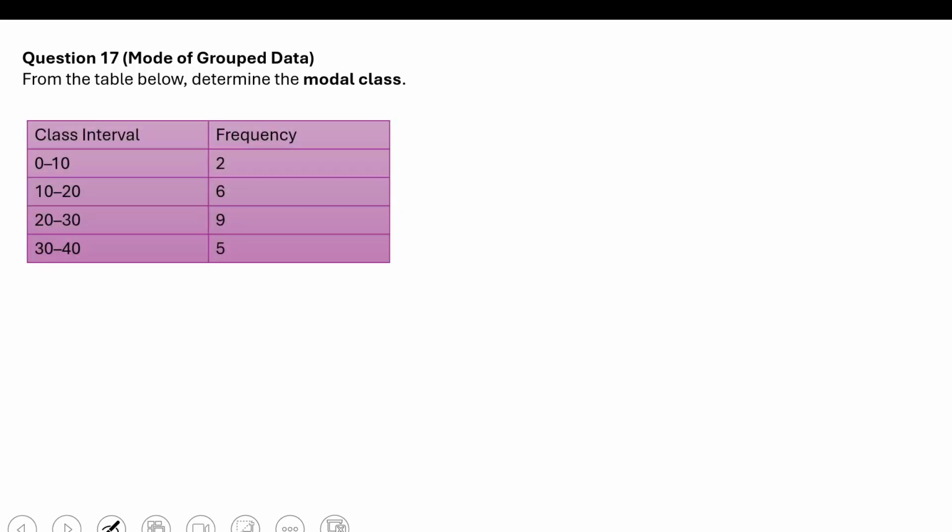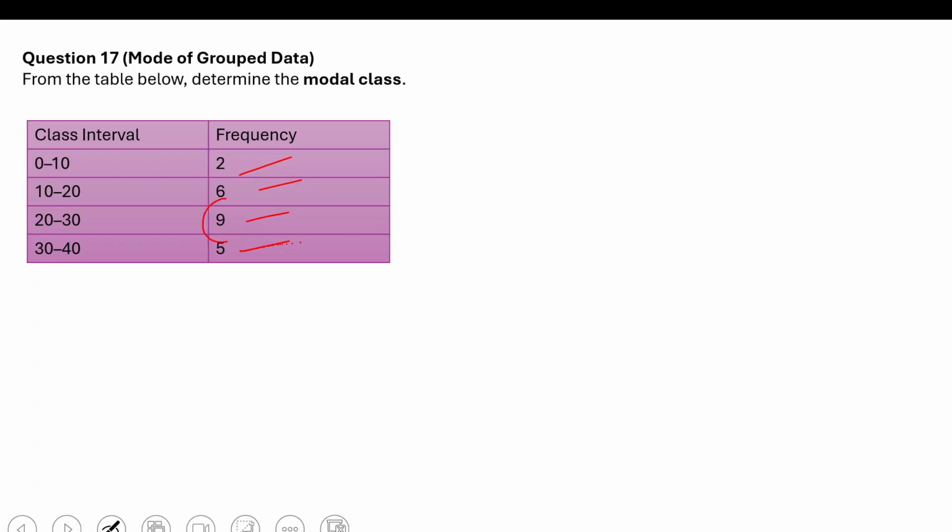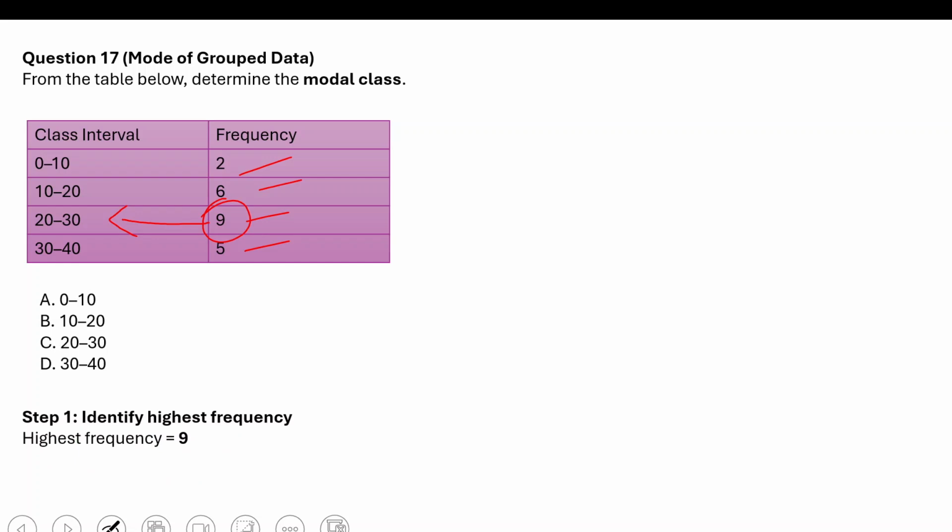Right? So mode of a grouped data. The table below, determine the modal class. So this is the table. This one is straightforward. The modal class is actually the class that has the highest frequency. So which class here has the highest frequency? I have 2, 6, 9, 10, and 5. The highest frequency here is 9. So the modal class that falls under that frequency is 20 to 30. So I think the answer should be C. 20 to 30, yes. C.